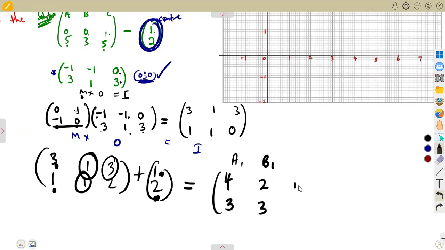3 plus a 1, which is a 4. 2 plus a 2, that's a 4 again. So this becomes our image of the point C. These are now the coordinates. The coordinates of the image.